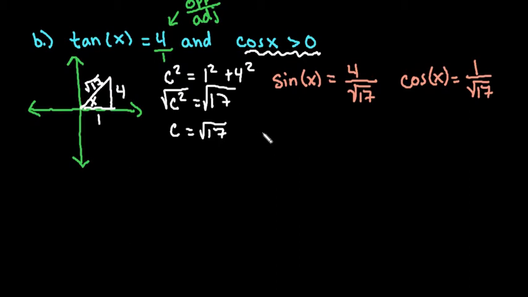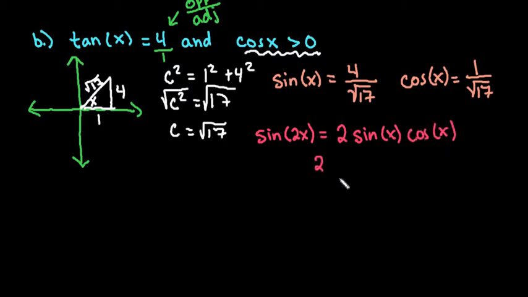Okay, so the first one that we're going to find is sine of 2x. And remember, with sine of 2x, we are going to do 2 times the sine of x times the cosine of x. So when I plug that in, I just have 2 times 4 over the square root of 17 times 1 over the square root of 17.